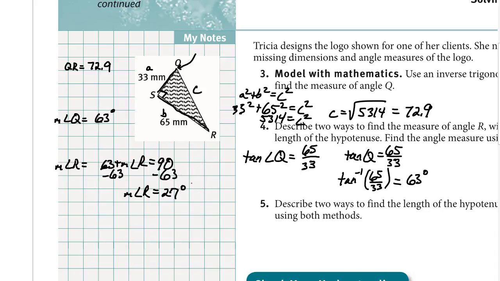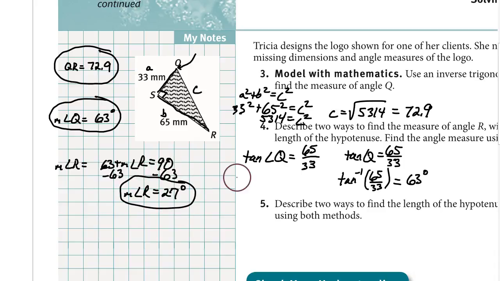We solved this triangle. That means we figured out all 6 parts. 3 of the parts we knew from the beginning. The side that we didn't know, we solved using the Pythagorean theorem. One of the angles that we didn't know, we solved for by using trigonometry. And the last angle that we didn't know, we solved for by subtracting from 90. So we're putting together a bunch of the recent skills that we've learned to work with right triangles.